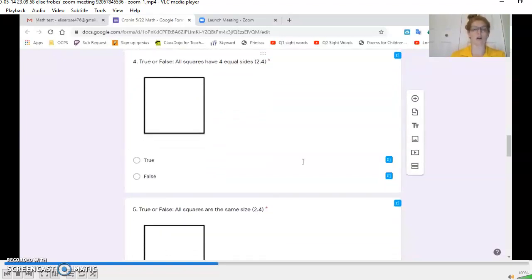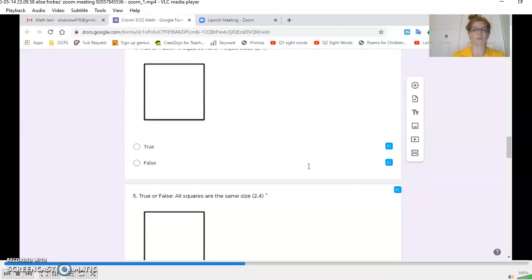Alrighty, number 4. True or false? All squares have 4 equal sides. Is that true? Yes, all squares have 4 equal sides? Or is that false? No, all squares do not have 4 equal sides. Pick your best answer.